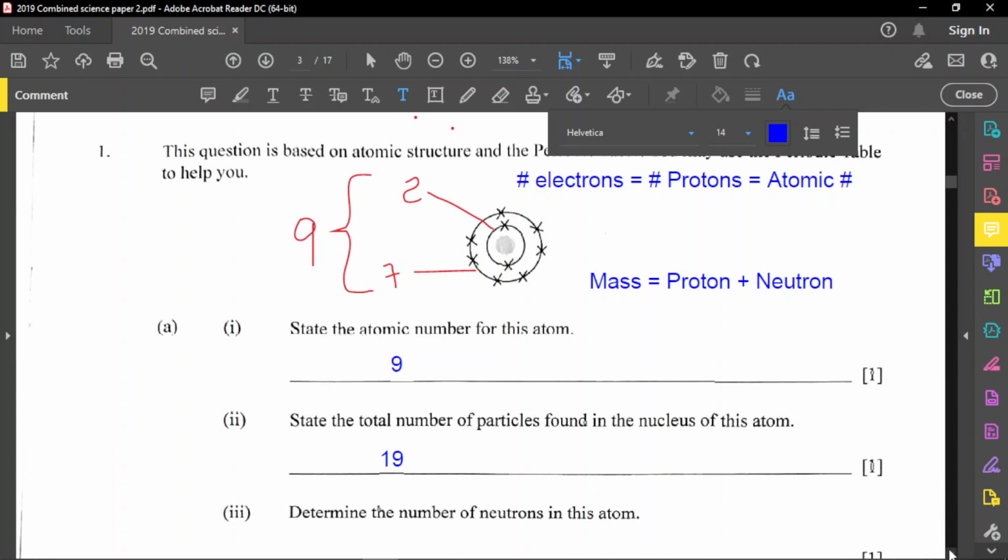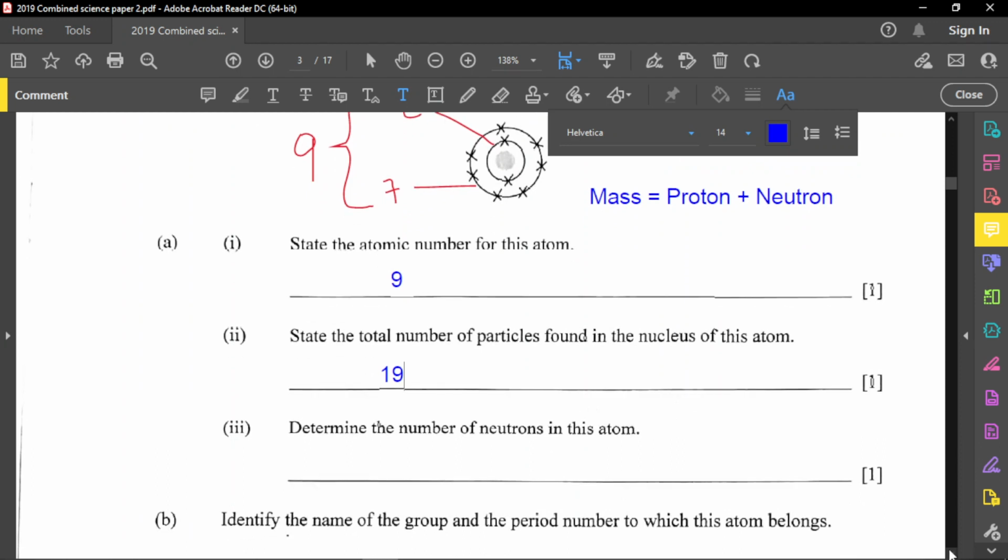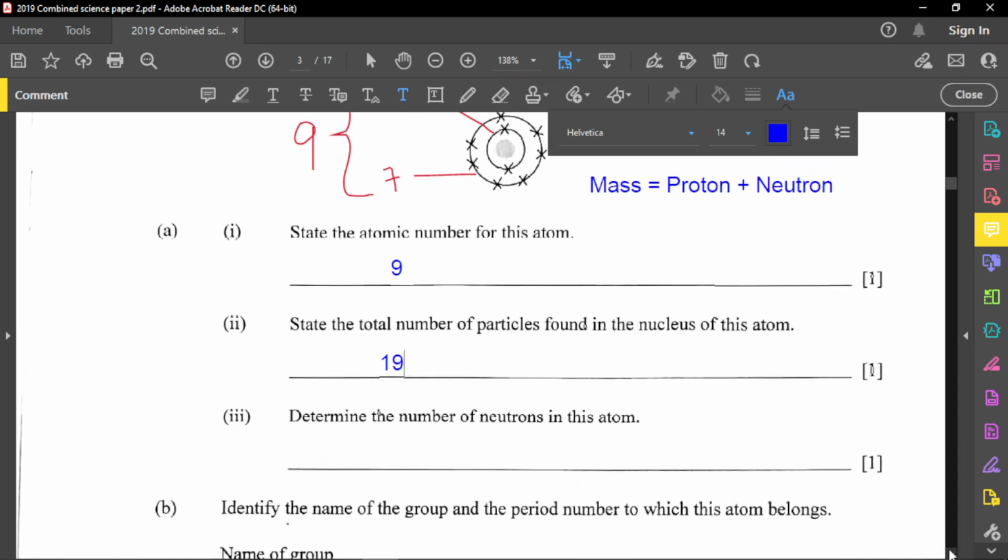All right, so pretty much part 2 is asking you for the mass of the atom itself, which is 19, the total particles within the nucleus. And part 3 is to determine the number of neutrons in this atom. Again, to find the number of neutrons is the mass minus the proton. So 19 is the mass, the proton is 9, which is the same as the atomic number, so this is going to be 10. All right, so that's going to be 10.